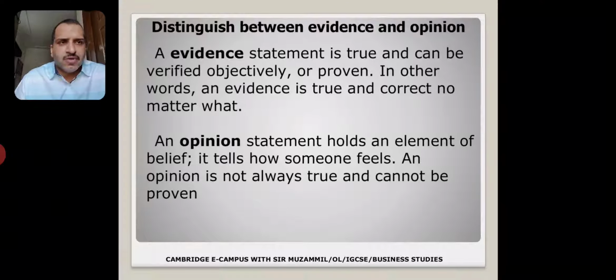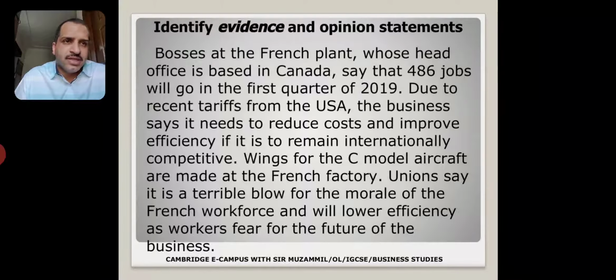I give you a simple example. For example, something is manufactured in that factory, that is an evidence statement. And the factory is thinking to motivate employees in this way, this is an opinion statement. So see, this is an example. Bosses at the French plant, whose head office is based in Canada, say that 486 jobs will go in the first quarter of 2019 due to recent tariffs from the US. The business says it needs to reduce cost and improve efficiency if it is to remain internationally competitive. This is an opinion statement. And the first one, bosses at the French plant, this is an evidence statement.